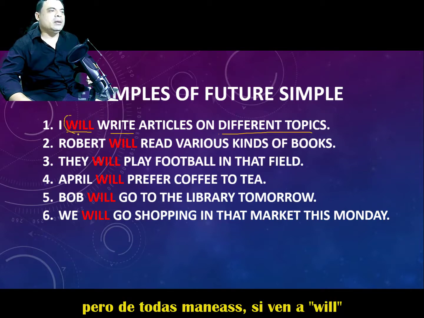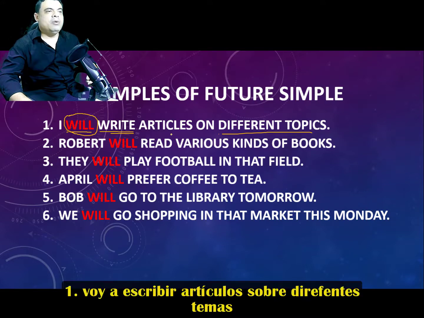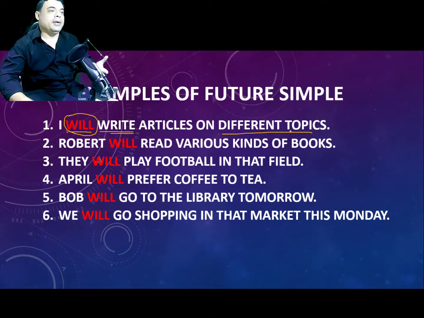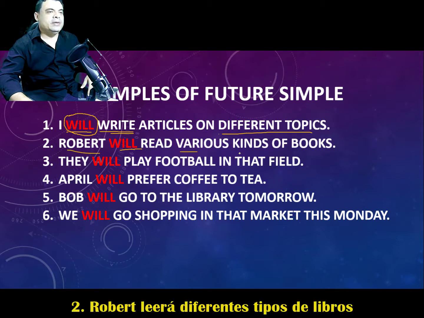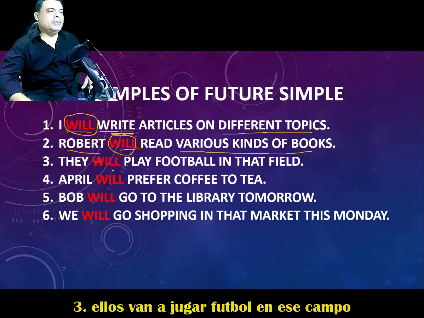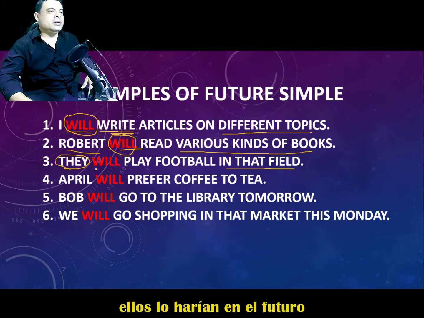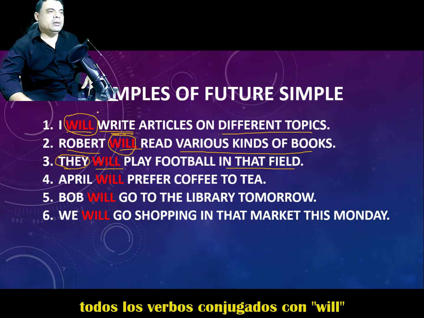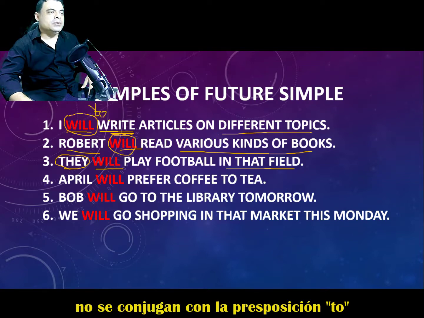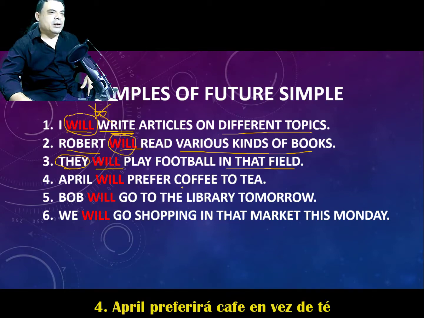But anyway, if you see will, it makes the verb future. I will write articles on different topics. Not now, tomorrow or later. Robert will read various kinds of books. So he's not reading now, he's reading later. Number 3, they will play football in that field. So they are not playing football now. They will do it in the future. So what we can see here is all verbs conjugated with will are not conjugated with the preposition to. Don't use that. Only will and the verb. Never say will to write, will to read. Never say that.